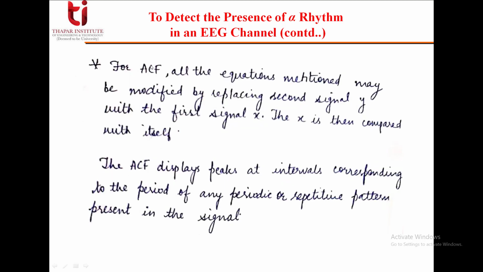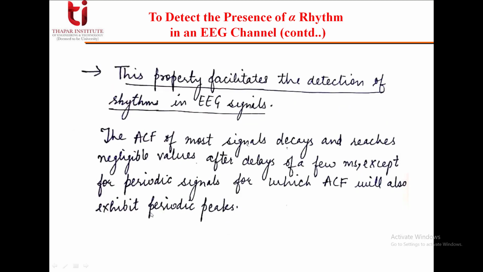For the autocorrelation function, all the equations mentioned may be modified by replacing the second signal y with the first signal x. So that means now we are correlating the signal with itself. So this x is then compared with itself. The autocorrelation function displays peaks at intervals corresponding to the period of any periodic or repetitive pattern present in the signal. So this property facilitates the detection of rhythms in EEG signals.